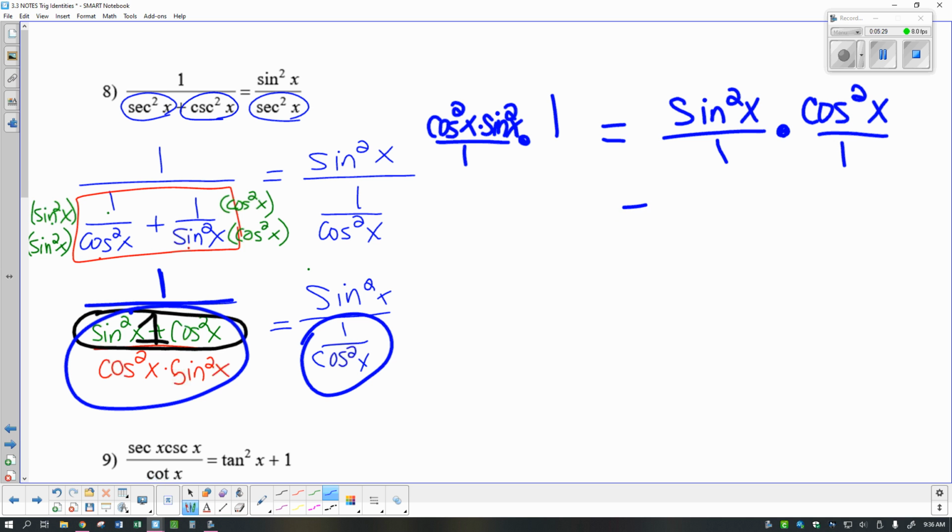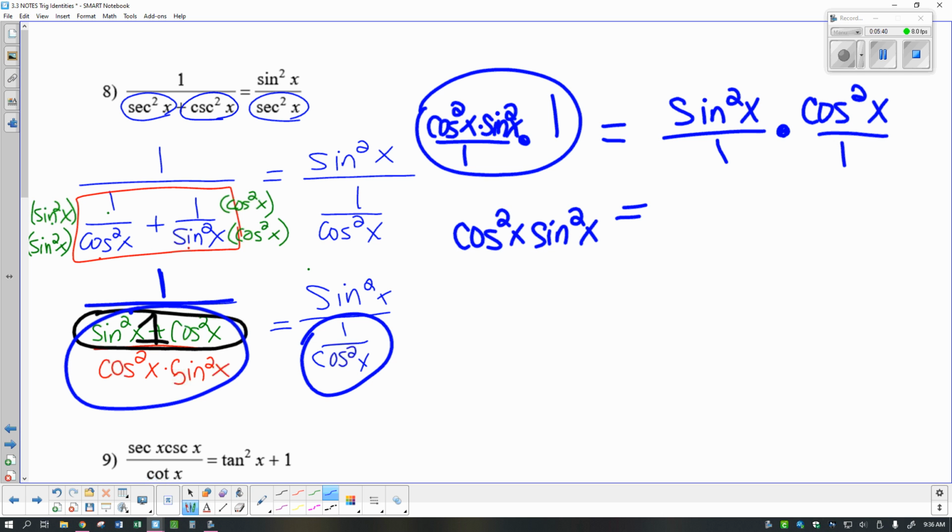Now, if you notice, on the left-hand side, I'm taking this and multiplying by 1, which is just that, cosine squared x, sine squared x. Over here, I just am multiplying the numerators and the denominators, which the denominator would be 1, and I have sine squared x, cosine squared x.